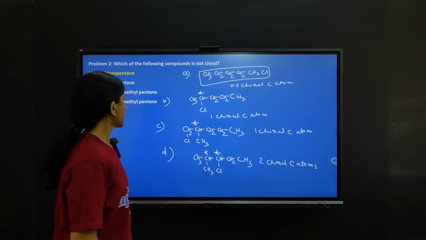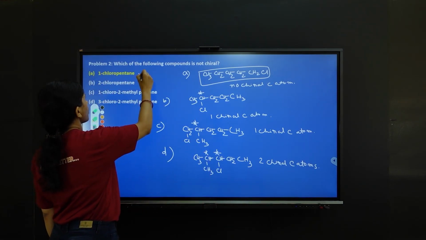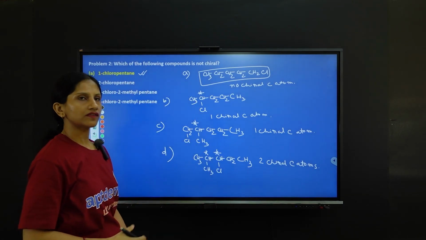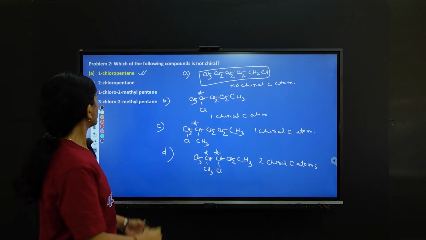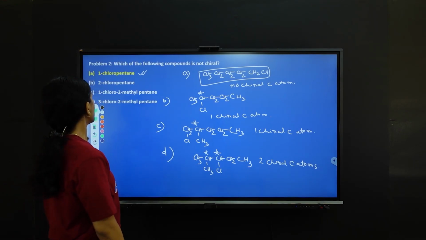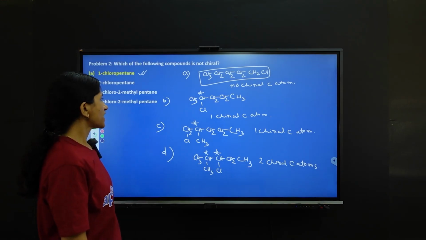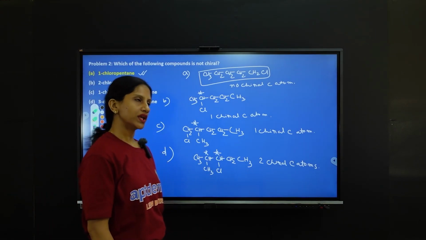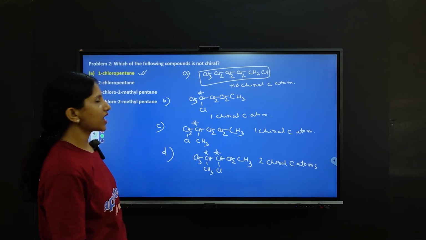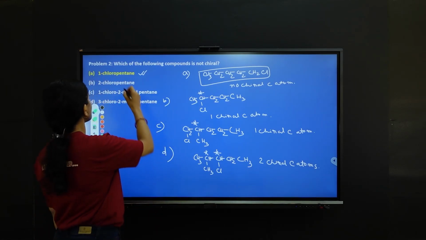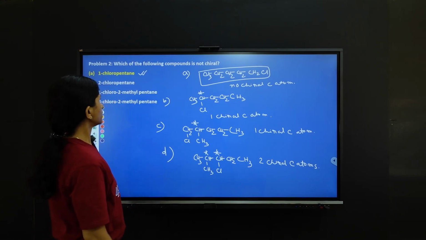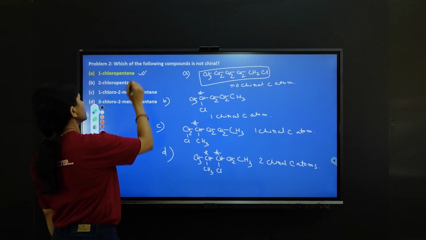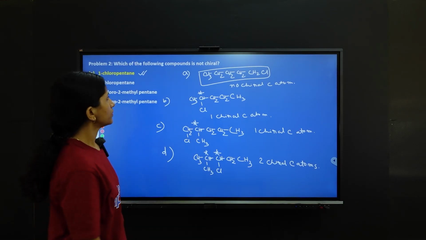So now if you check the options, you can see that only compound A is not showing any chirality, and the other compounds indicated in options B, C and D all are showing chirality. So they are chiral compounds, but option A, that is 1-chloropentane, is not a chiral compound. So our option A is the correct option for the problem.